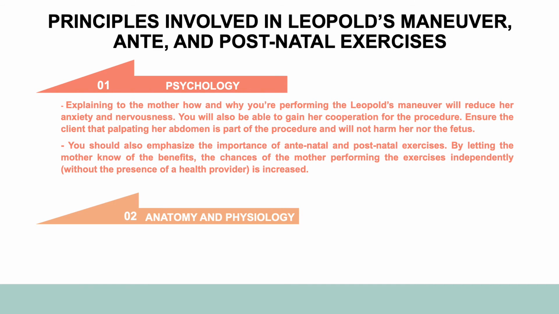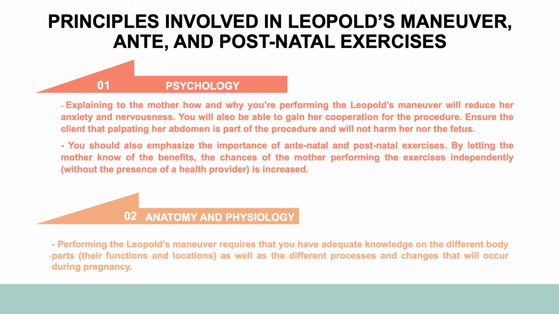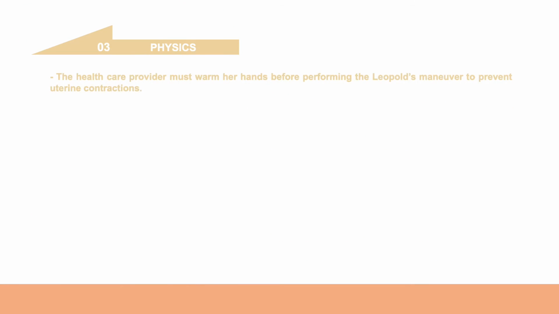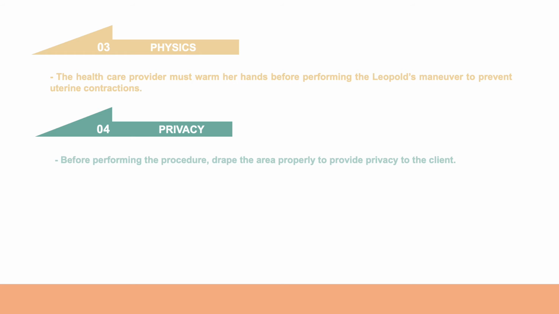Second is anatomy and physiology. Performing the Leopold's maneuver requires that you have adequate knowledge on the different body parts as well as the different processes and changes that will occur during pregnancy. Third is physics. The healthcare provider must warm her hands before performing the Leopold's maneuver to prevent uterine contractions. Fourth is privacy. Before performing the procedure, drape the area properly to provide privacy to the client.